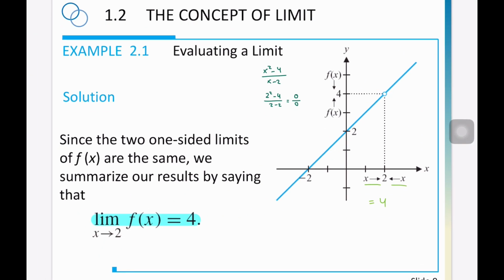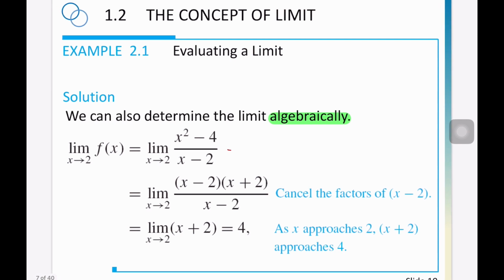The next way of evaluating a limit is using algebra. We just saw that if we substitute x with 2 in this function, we get 0 over 0. So we're going to use factorizing. We factorize x squared minus 4 as x minus 2 times x plus 2. We can cancel these together, and then we take the limit of x plus 2 as x is approaching 2, which is equal to 4.